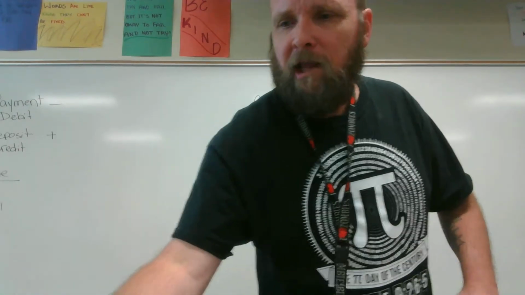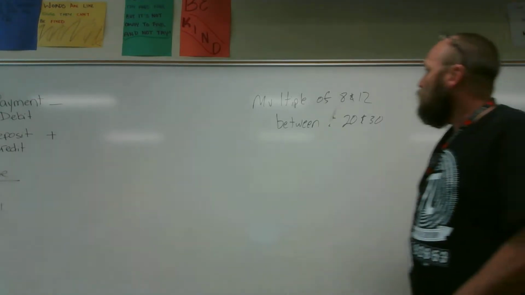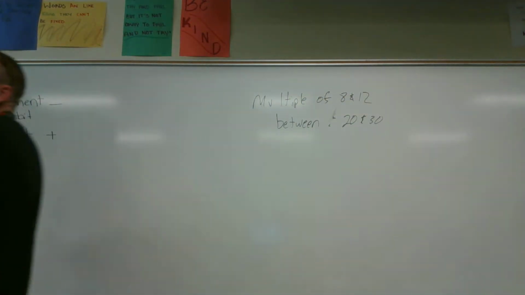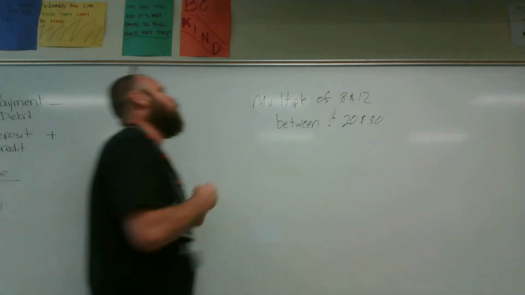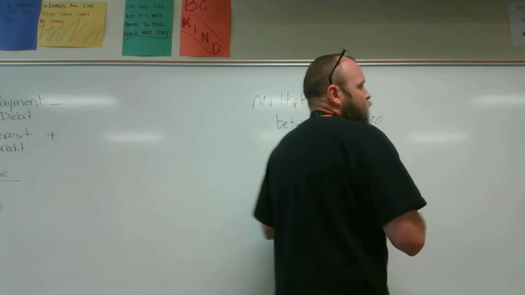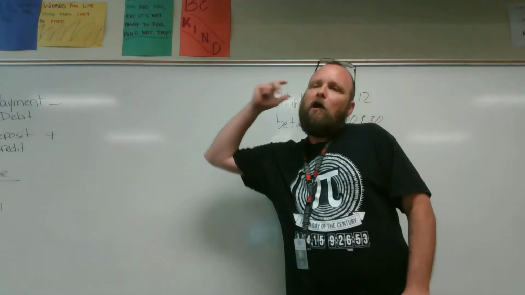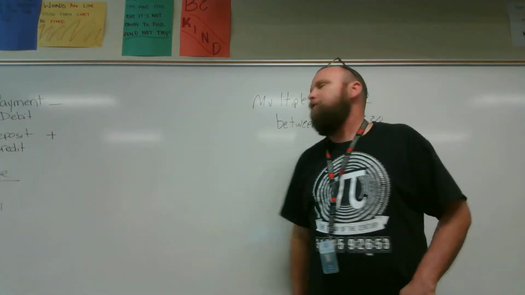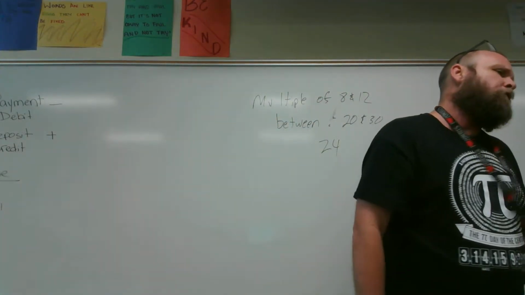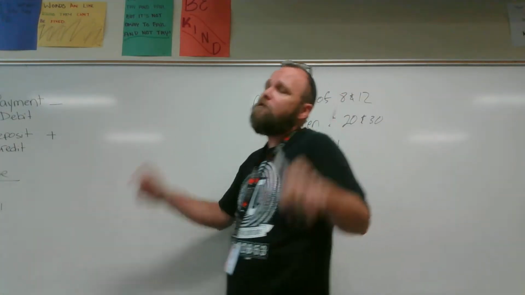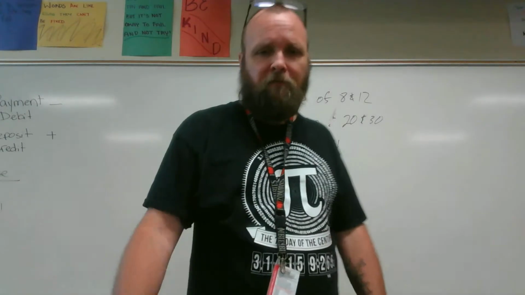Team Shake selects Davin. What is a multiple of 8 and 12 between 20 and 30? 24. Good. If you go 8, 16, 24, 32. Oh, 32 is too big. 12, 24, 36. Oh, 36 is too big. 24 is in between 20 and 30, and it is a multiple of both of them.